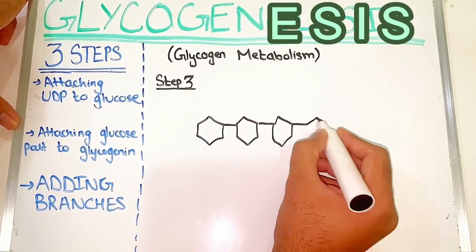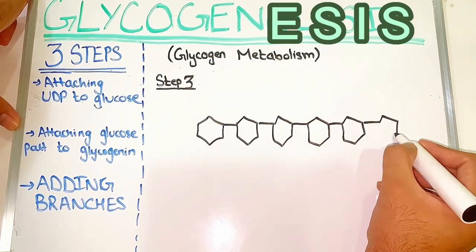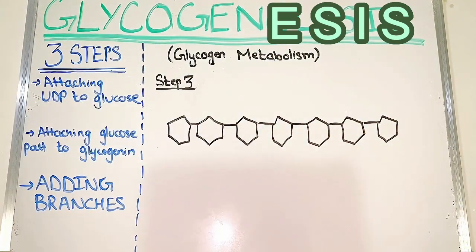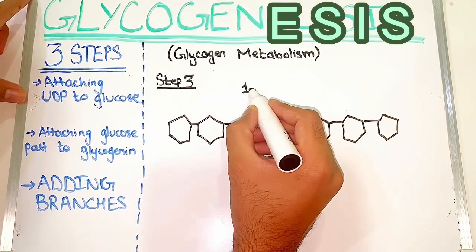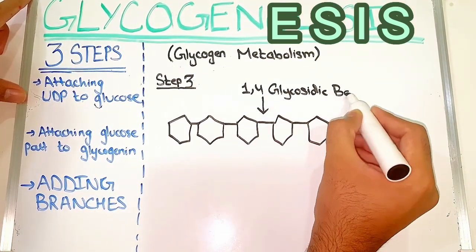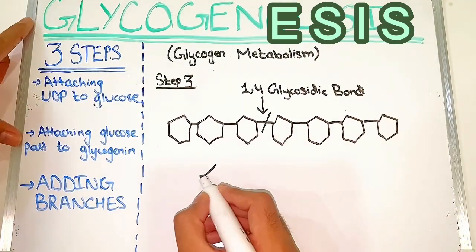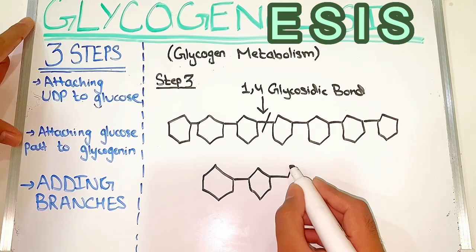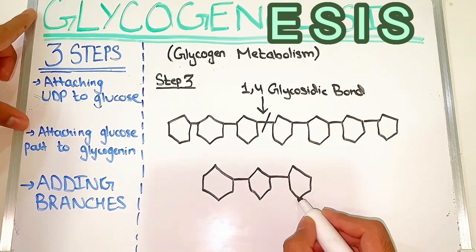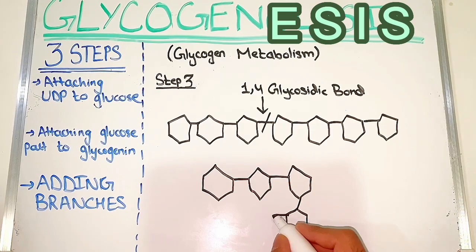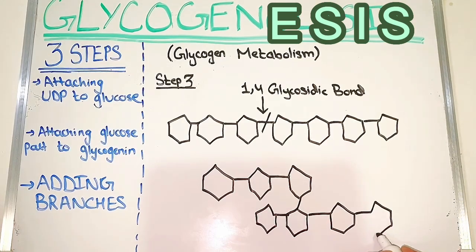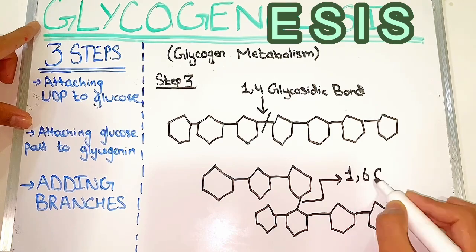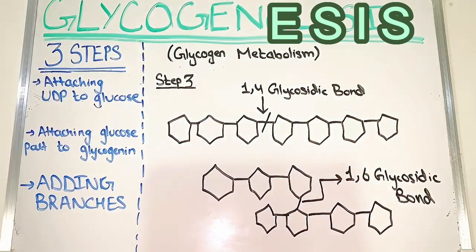The third step is called adding branches, in which at start we add glucose in linear manner in the 1-4 glycosidic bond. So when more glucose wants to add up in the glucose chain, then the glucose chain will change its shape from linear manner to branch. For this, 1-4 glycosidic bond will be cut off and the glucose chain will arrange in branch manner by making 1,6 glycosidic bond. So this was the last step of glycogen metabolism.